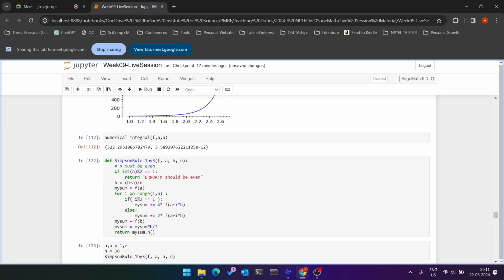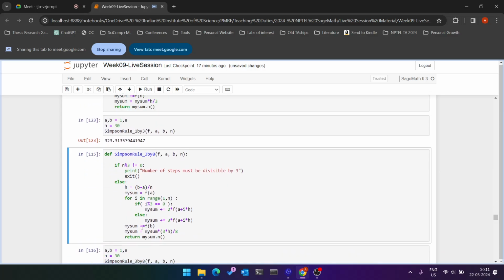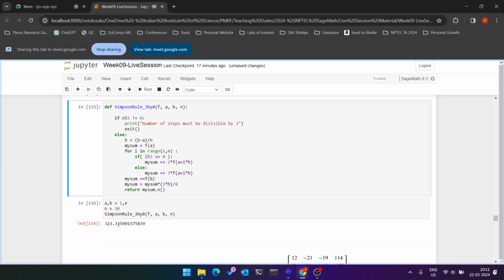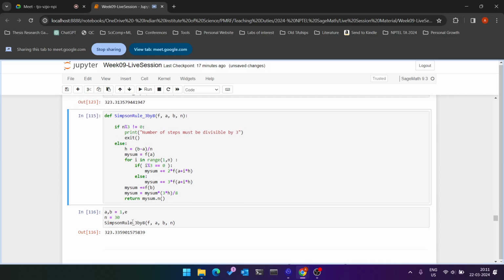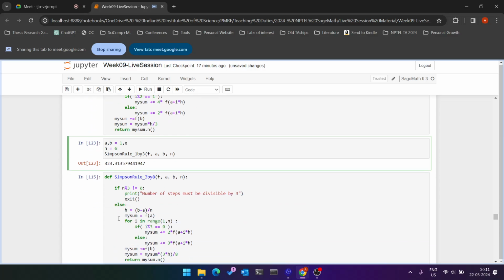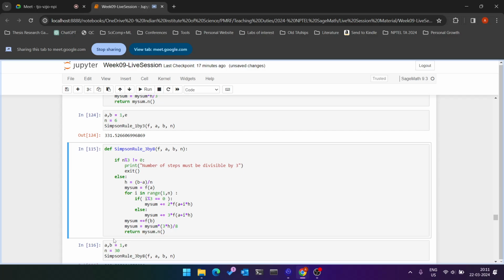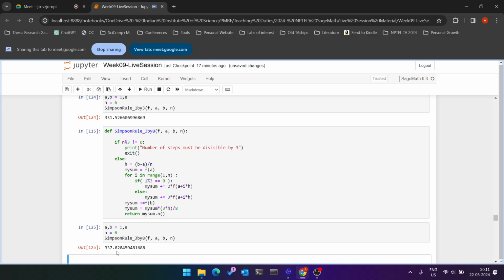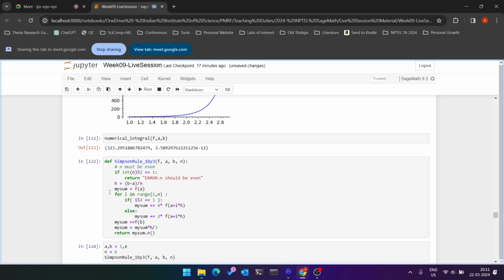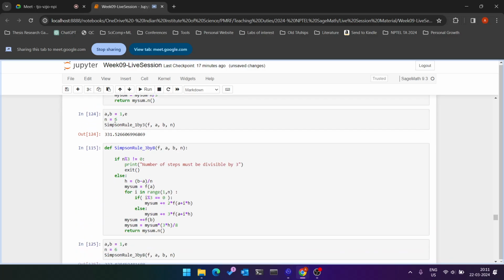In one case, the answer is 323.29. Simpson's 1 by 3 rule gives 323.31, whereas 323.33. So both of them are very close to the numerical value. Suppose I decrease this to say only 6. This is 331. This is 337. So this is overestimating, that is underestimating. Both of them have some error terms that need to be dealt with.